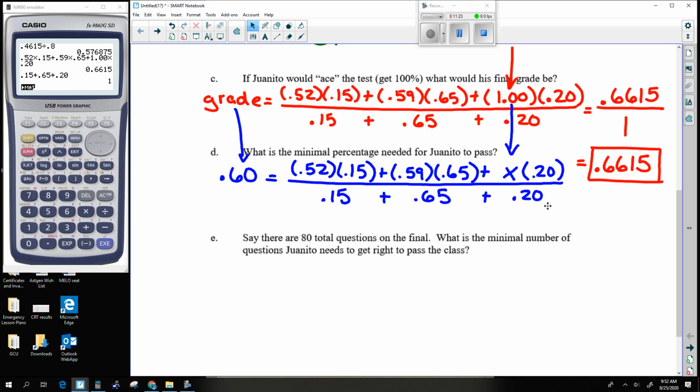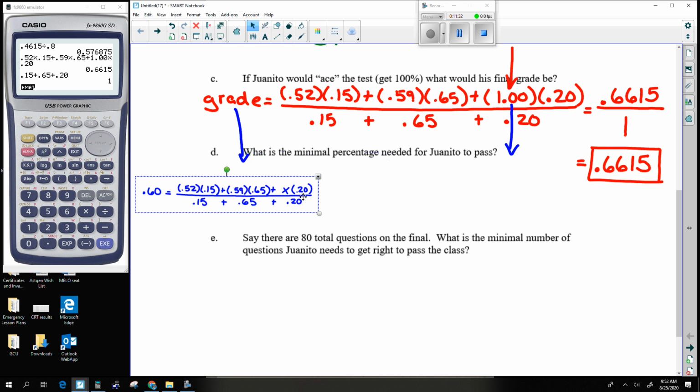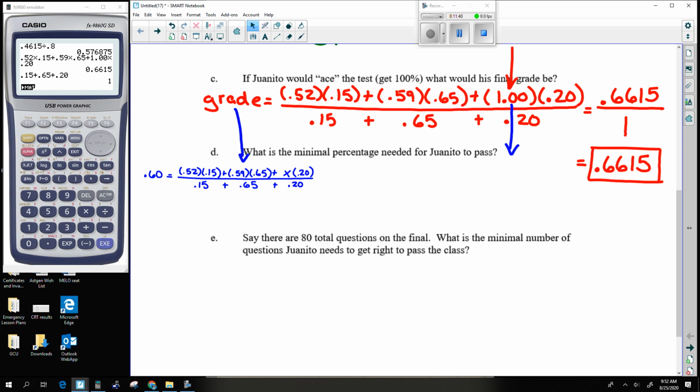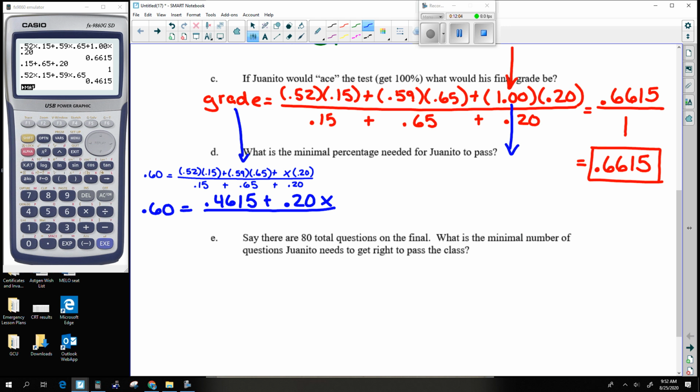Let me take a moment here and make that a little bit smaller, give myself a little bit more working room here. All right, so here we go. So, cleaning this stuff up just a little bit, what I'm going to do is I'm going to put all the numbers together. So that's 0.52 times 0.15 plus 0.59 times 0.65. And so this is 0.4615 plus 0.20x, all divided by 1.